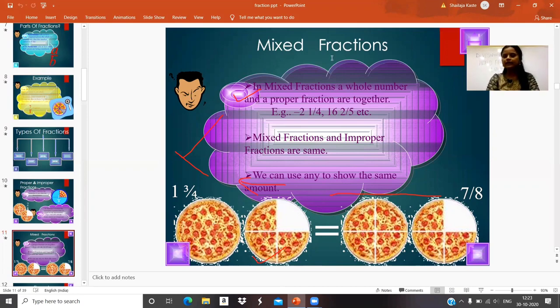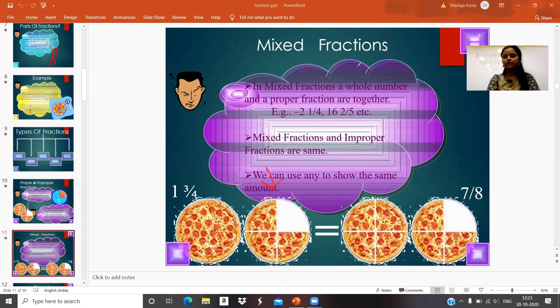What do we call it? Mixed fraction. Whenever we have a whole number and together with the whole number we have a proper fraction, we can say together these two will make a mixed fraction.